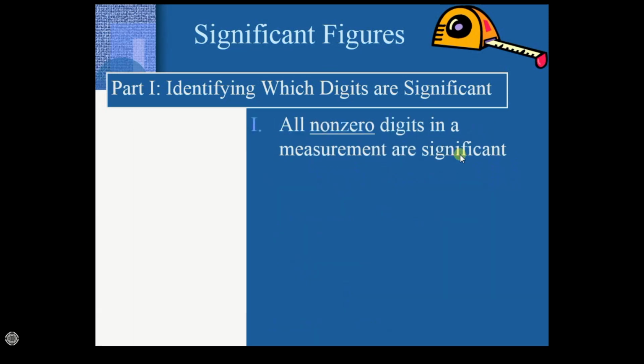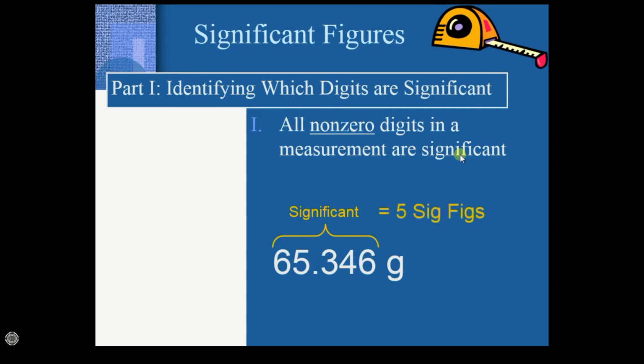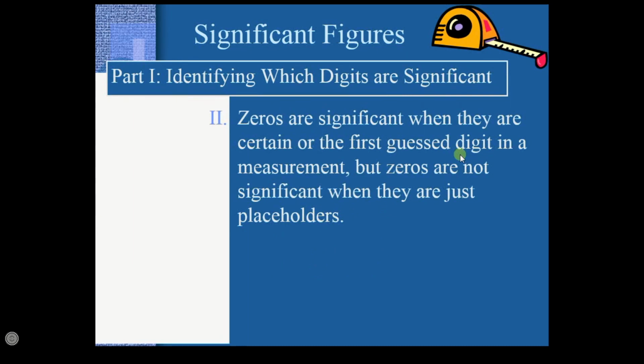Now, in some cases, identifying the number of sig figs is very, very easy. If the number does not have any zeros in it, then life is easy because all non-zero digits are significant. So if my balance said 65.346 grams, there are 5 digits in that reading. All of them are significant, so that measurement has 5 sig figs. Zeros are the troublemakers, because sometimes a zero is a part of the measurement, but other times, zeros are simply placeholders.